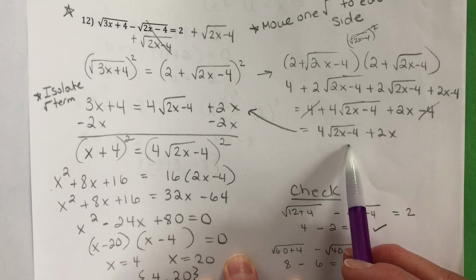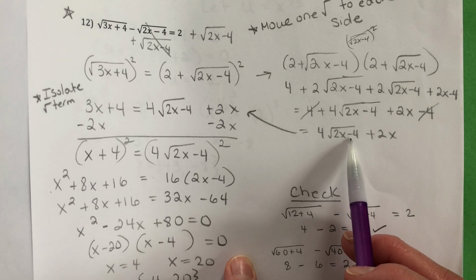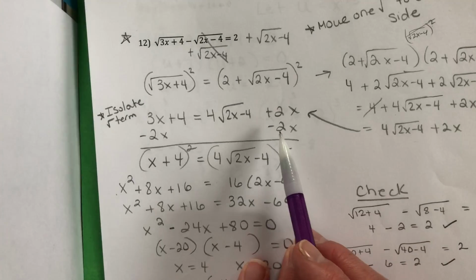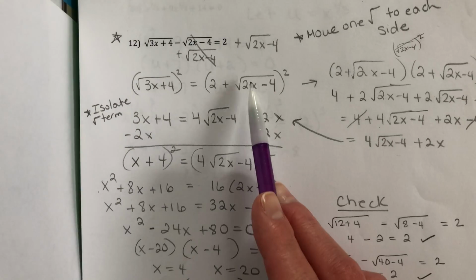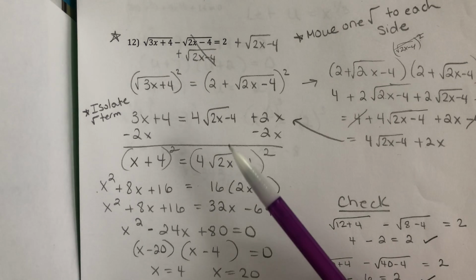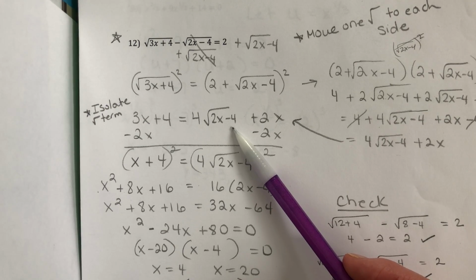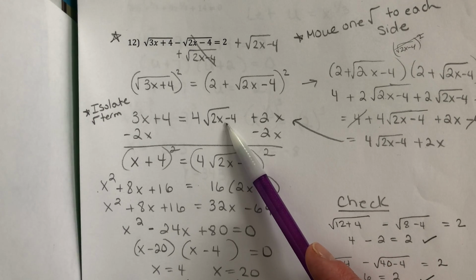So this is what I ended up getting over here, 4 radical 2x minus 4 plus 2x, so that's what this simplifies down to on the right side. And now when I do that, I get myself into another situation where I have another radical to contend with. So I'm going to basically start over. I'm going to try to isolate this radical now.